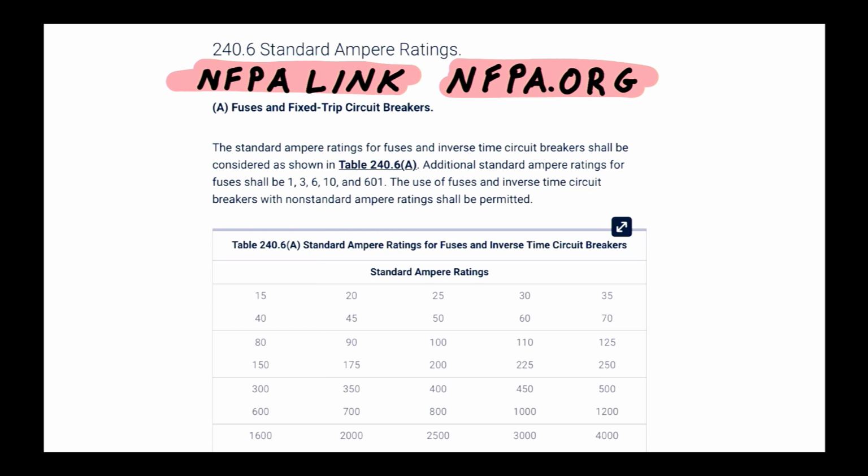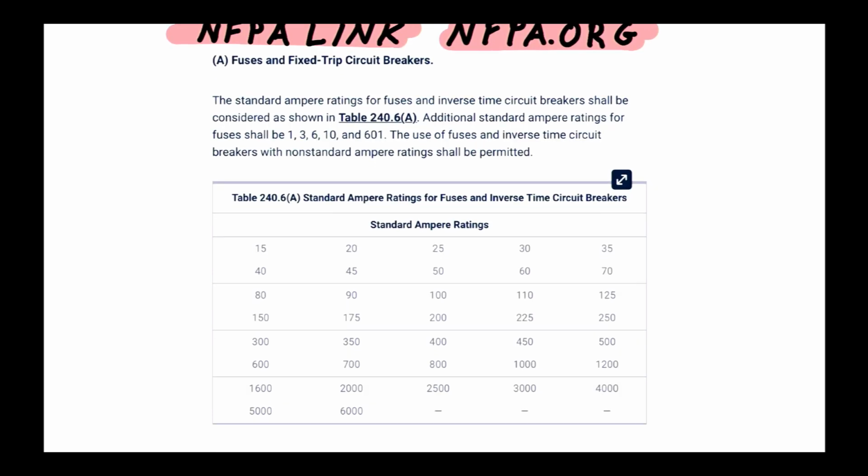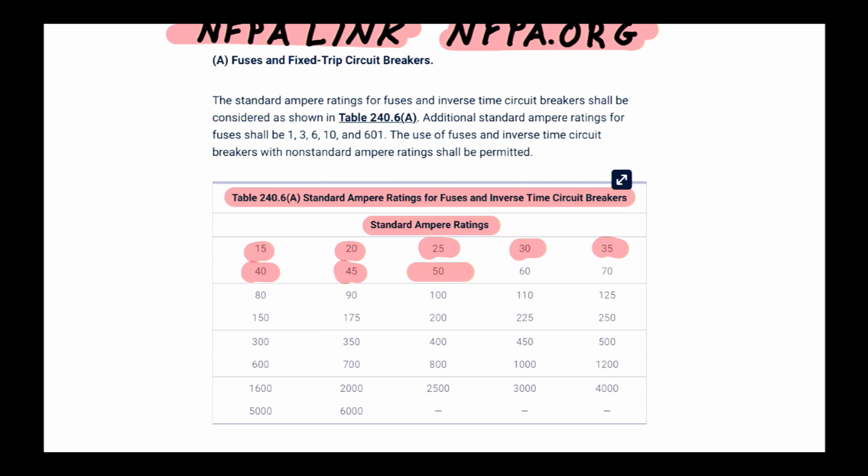All right, so here is this table here, table 240.6(A), and it is called the standard ampere rating for fuses and inverse time circuit breakers. And this is where we find our standard ampere ratings. So here we can see we've got 15, 20, 25, 30, 35, 40, 45, and there's our 50. All right, and that's the one that we want. We want the 50 amps, and that's going to be our answer.